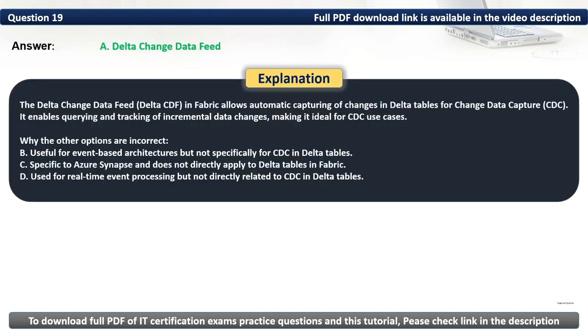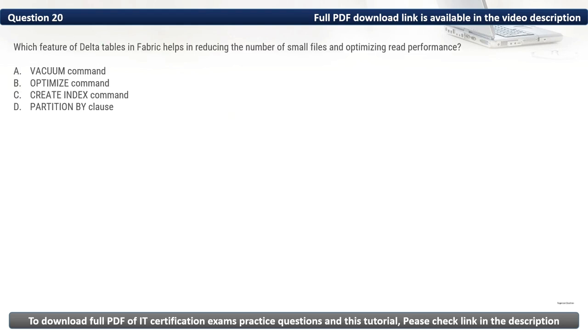The Delta Change Data Feed in Fabric allows automatic capturing of changes in Delta tables for change data capture. It enables querying and tracking of incremental data changes, making it ideal for CDC use cases. Question 20. Which feature of Delta tables in Fabric helps in reducing the number of small files and optimizing read performance?